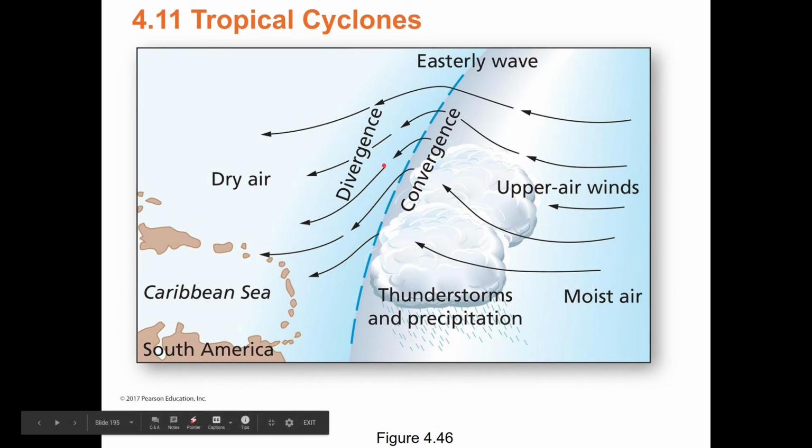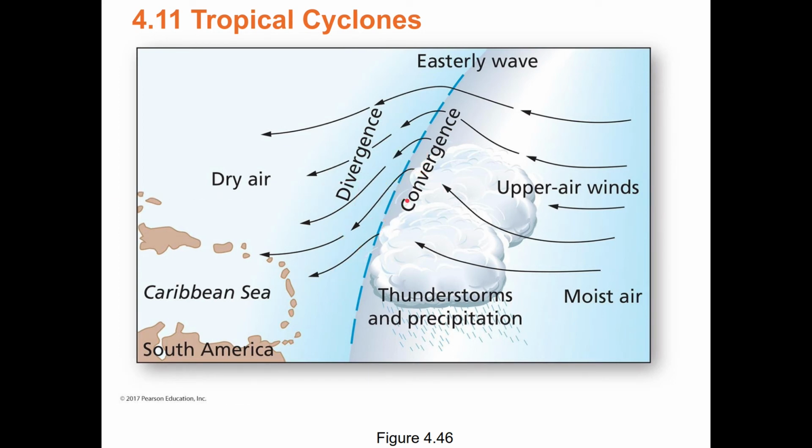So here's an easterly wave. They move from east to west with low pressure, so there's rising air. So you get air rising and expanding and cooling. As it cools, you get water vapor condensing, which releases heat. So the air rises, so the whole thing keeps going.